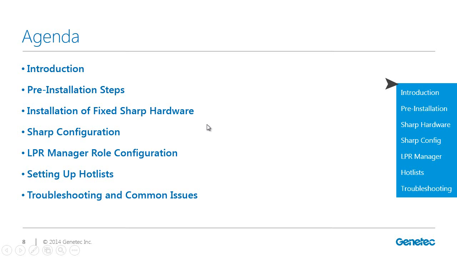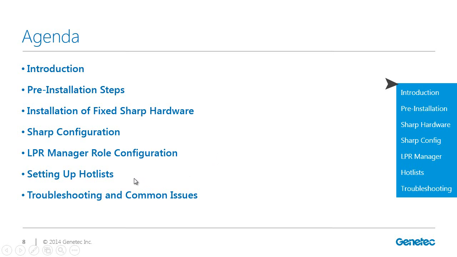Once we do have the hardware installed and Security Center installed as well, we'll take a look at the software side on the Sharp and basically what we need to do to configure it for a fixed system. Switching over to the Security Center side, we're going to set up the LPR Manager role next and add the context camera in the video side as well.